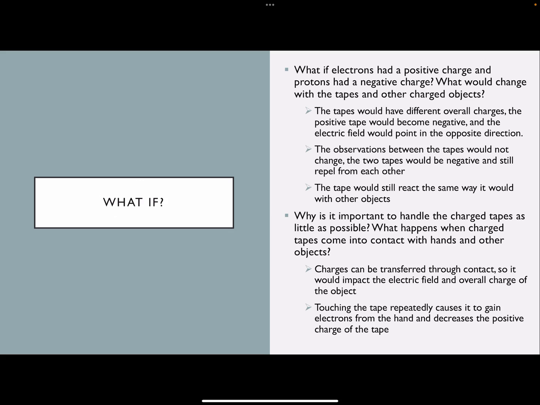The tape would still react the same way it would with other objects. Another question we had was why it is important to handle the charged tapes as little as possible. What happens when they come into contact with hands and other objects? Charges can be transferred through contact, so it would impact the entire electric field that we're measuring and the overall charge of the object. Touching the tape repeatedly causes it to gain electrons from your hand and decreases the positive charge of the tape.